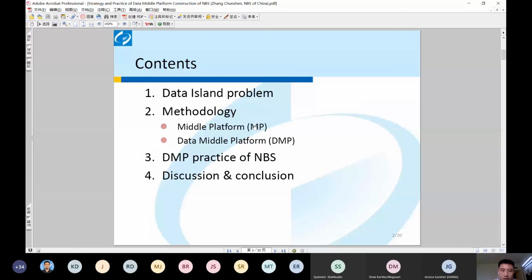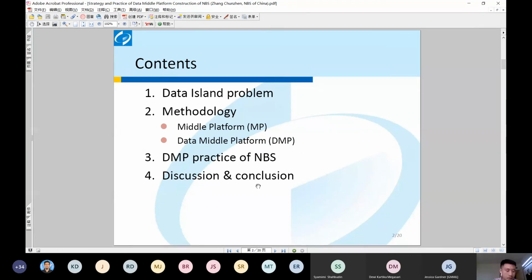The second one is about the methodology we employed in our study. And the third one is about NBS practice of DMP construction in the statistical cloud. And the fourth one is our discussion on the role and effect of DMP.